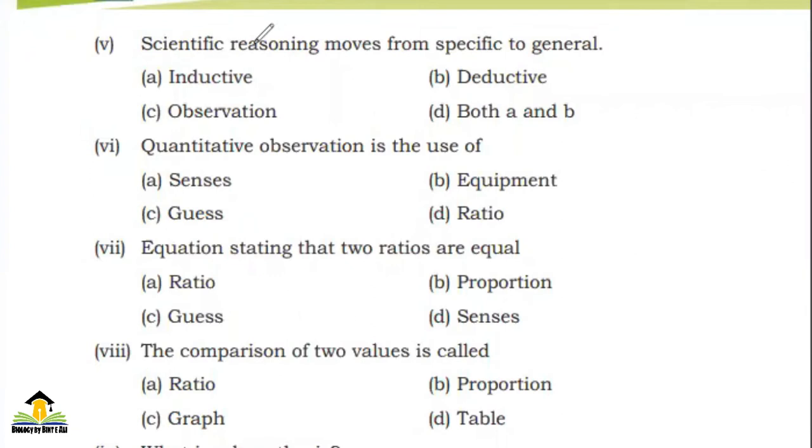MCQ number 5. Scientific reasoning moves from specific to general. A. Inductive, B. Deductive, C. Observation, D. Both A and B. The right answer for this MCQ is A. Inductive.